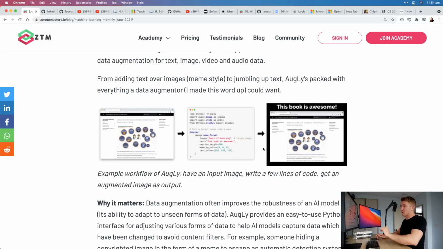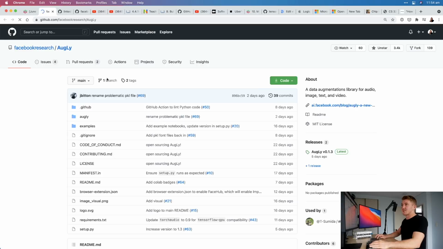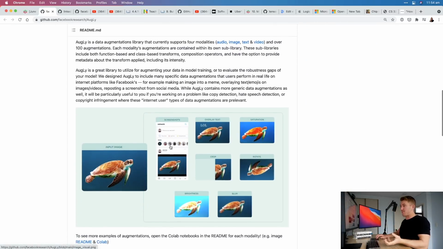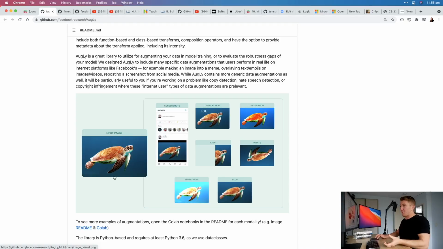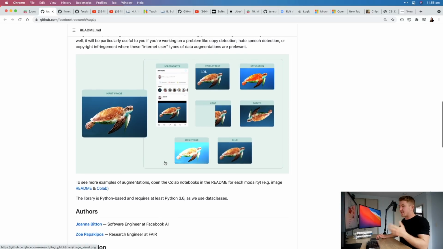And now it's geared towards a lot of different problems that Facebook have with content, copyright breaches and stuff like that. So if you imagine people reposting photos that have copyrights, but changing the colors on Facebook's timeline, of course, that still infringes copyright. So AugLy was created to help train models that can detect those type of images. So look at this beautiful image of a turtle. We have some screenshot, augmentation, overlay text, saturation, crop, rotate, brightness, blur, etc., etc.